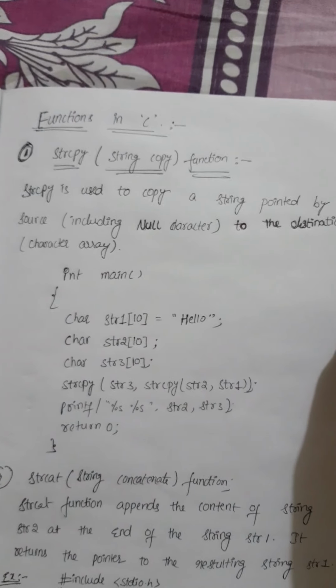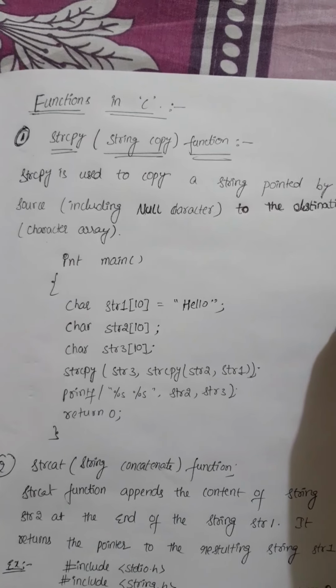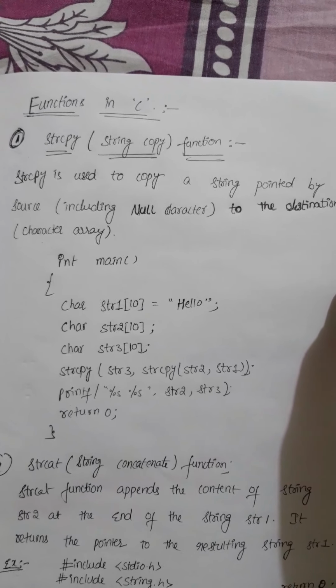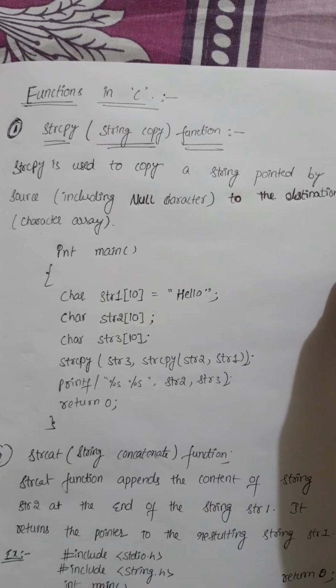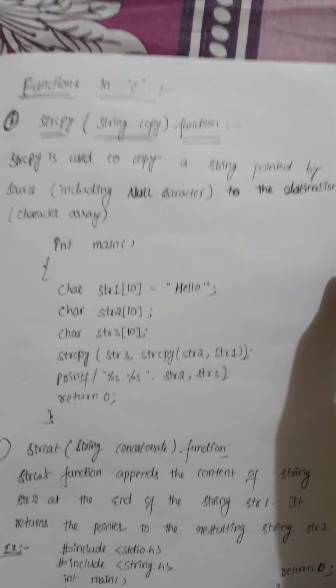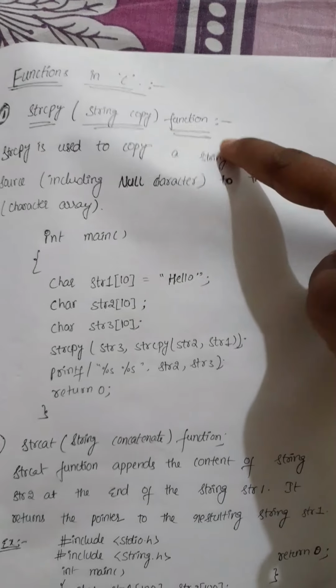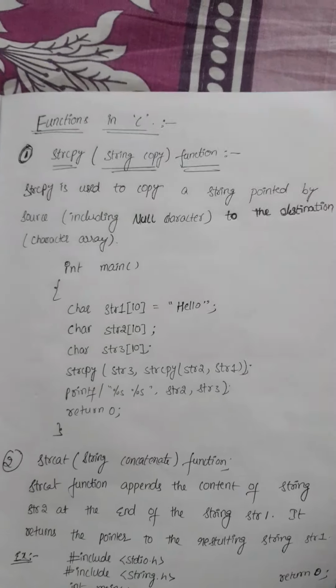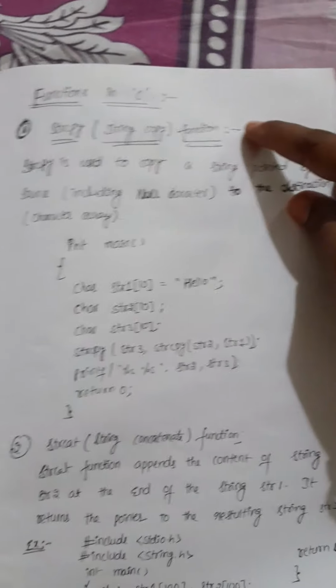Good evening, ma. So today let us see about the functions in C. You have different types of functions, that is string copy, string length, string concatenation. Among that, let us see the first function, that is your string copy function.